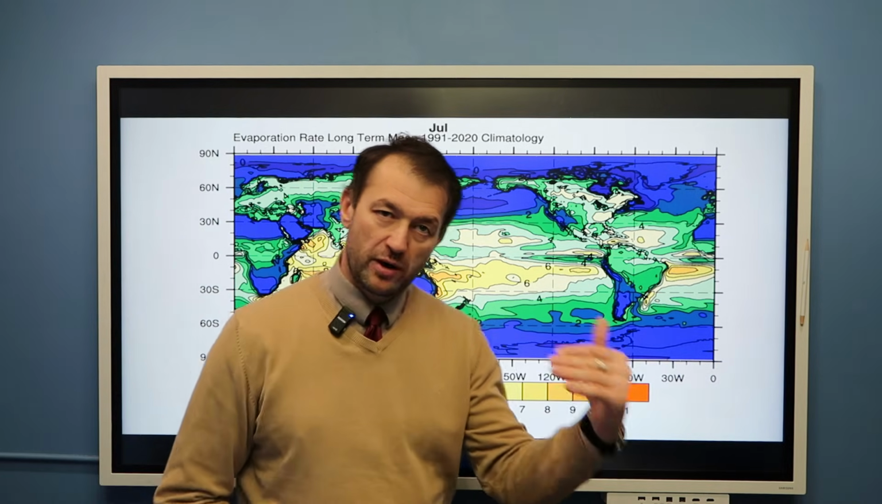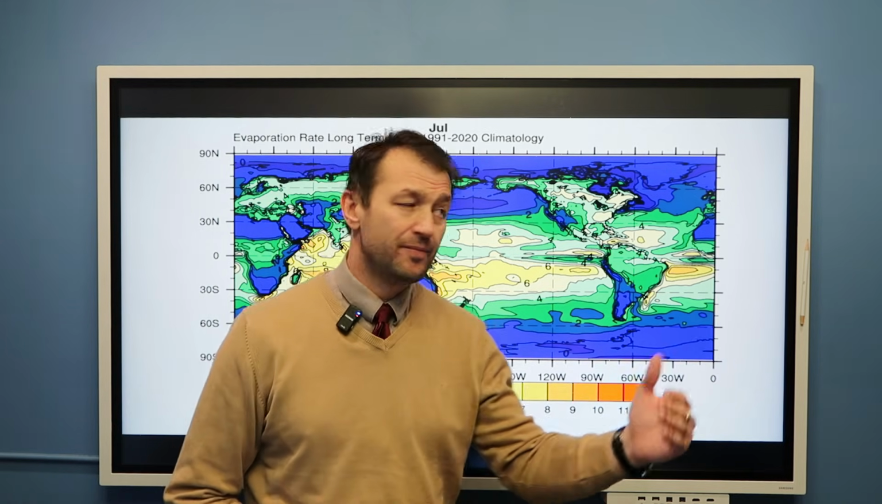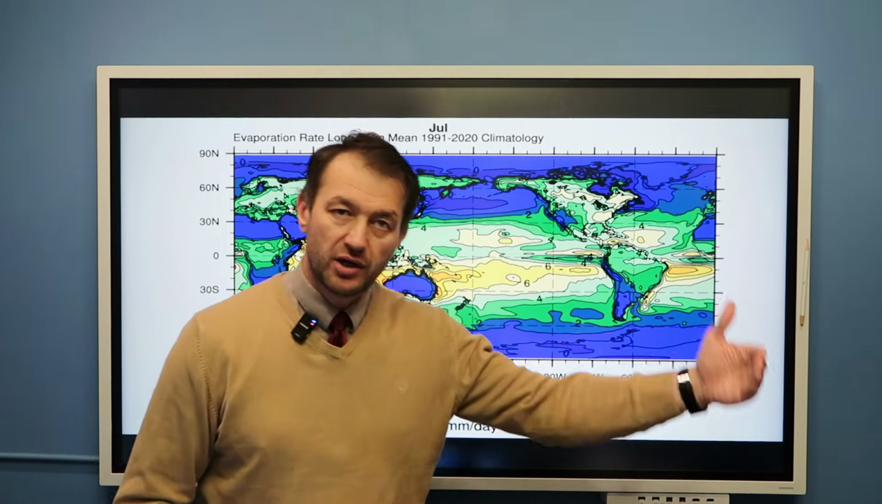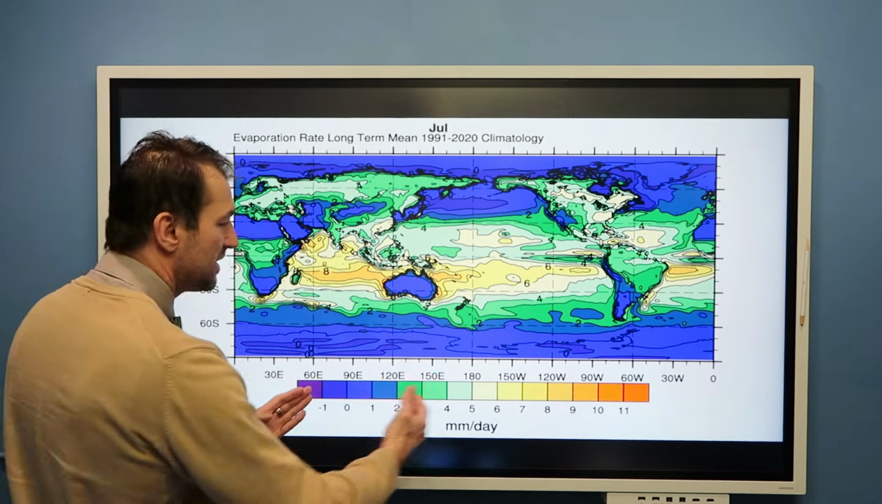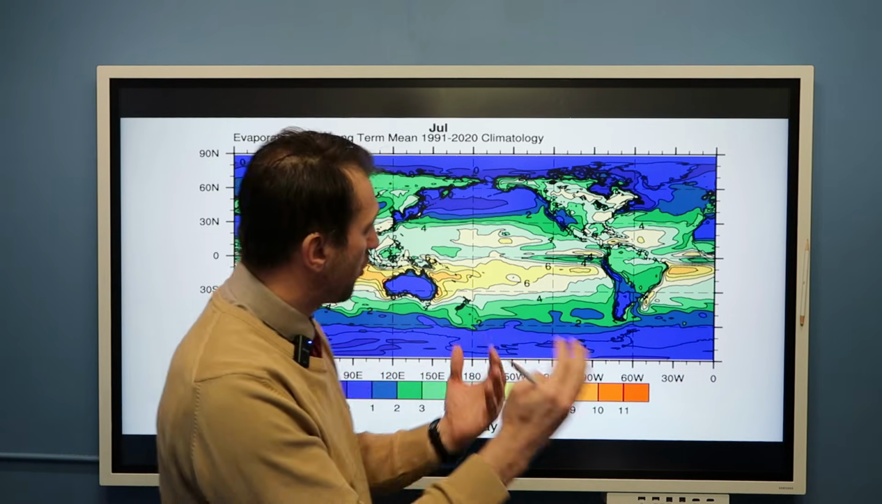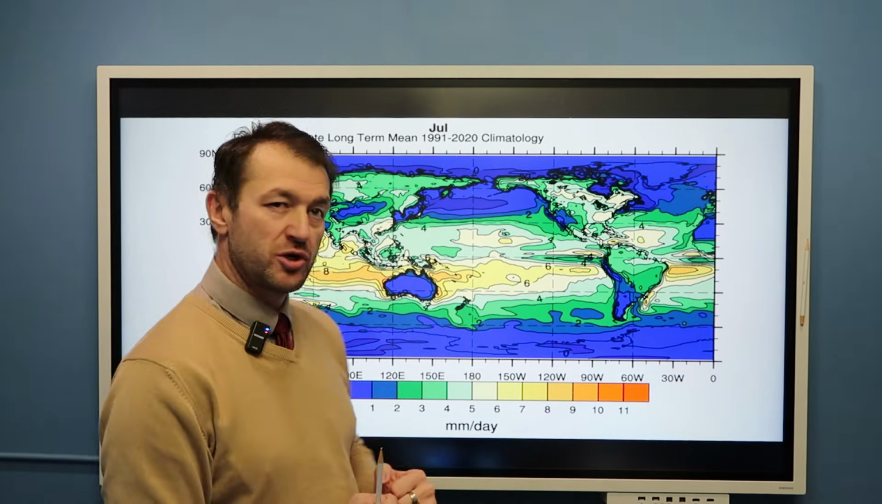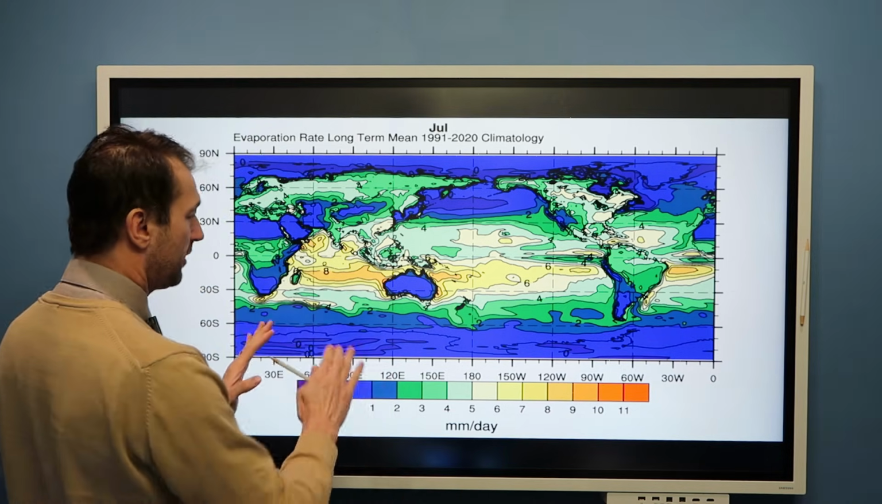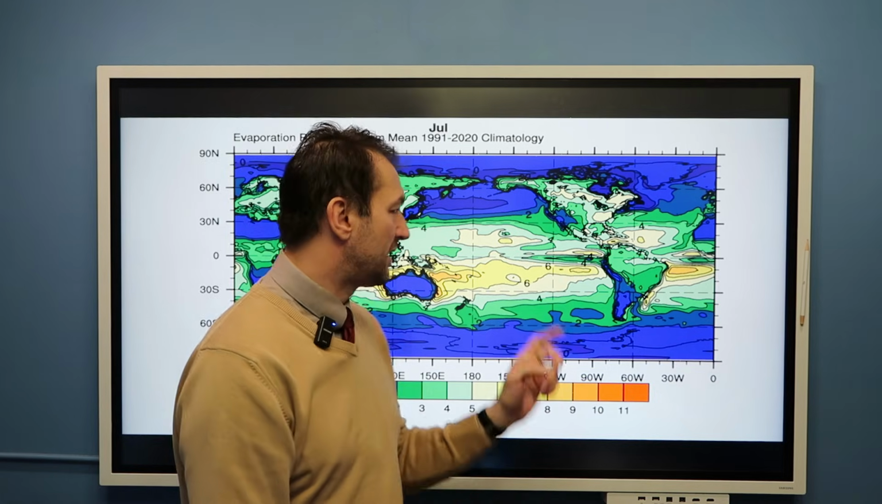I would also like to emphasize that these are not measurements. These are the so-called reanalysis data. So that's a combination of model and measurements. So these values are uncertain when it comes to these absolute values, but give us a good representation of comparing land, ocean, different parts of the ocean and so on. So don't attach yourself to these numbers that much. Attach yourself more to the pattern.